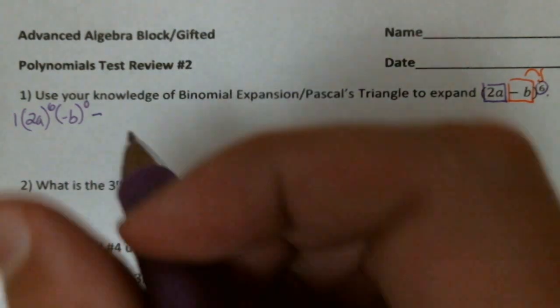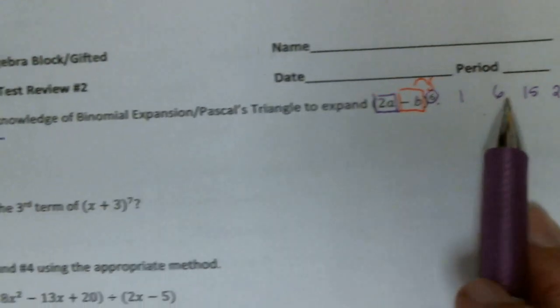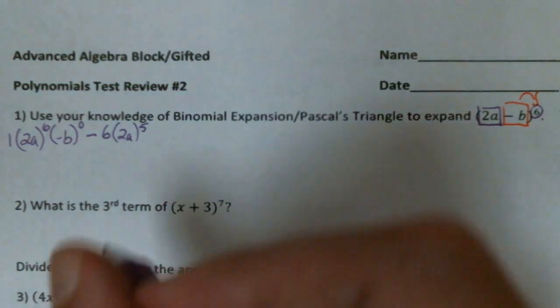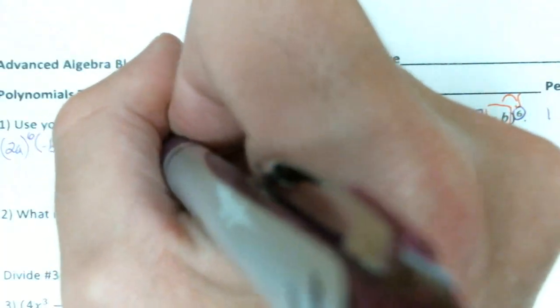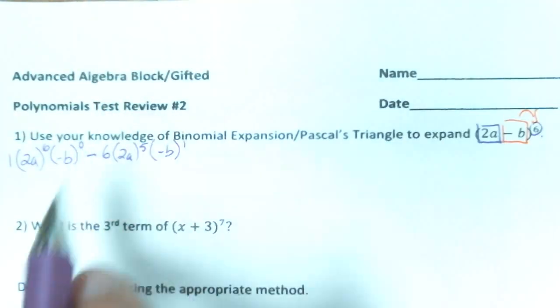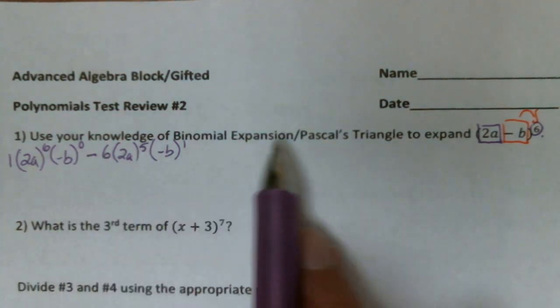Then we take our next coefficient from Pascal's triangle, which is 6, times the 2a. This time I'm not raising it to the 6th power, I'm decreasing, so I'm raising that to the 5th power. Then I take the second term, the negative b, and raise that to the 1st power. So these numbers are decreasing left to right, and these numbers are increasing from left to right.